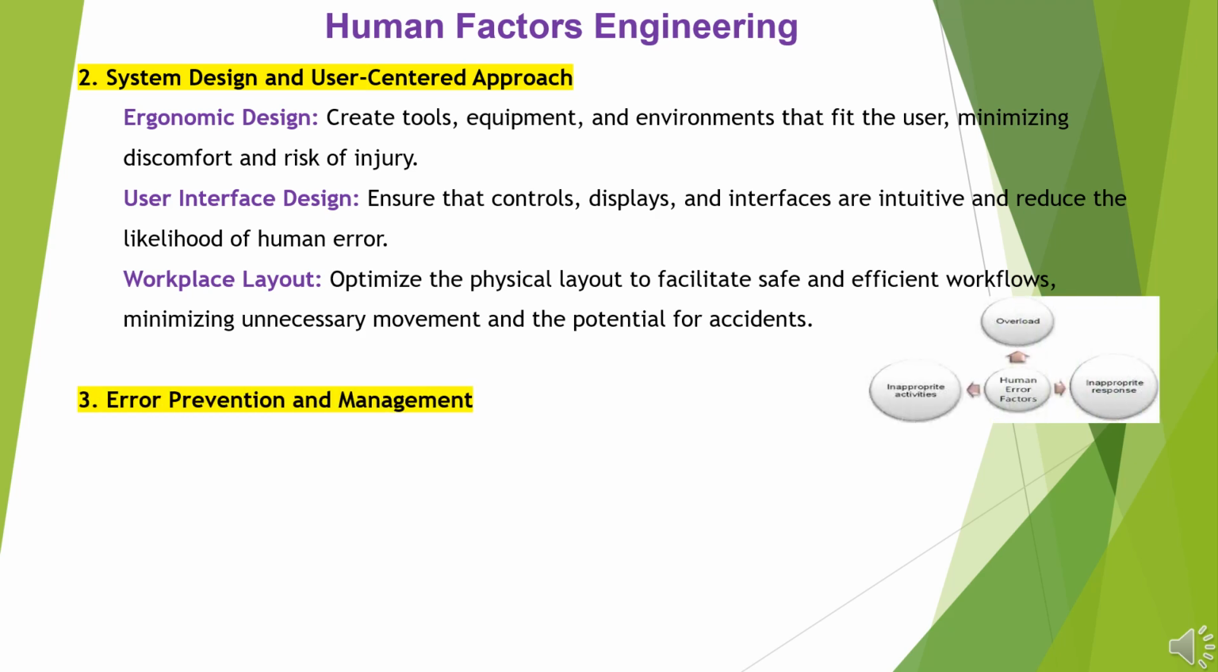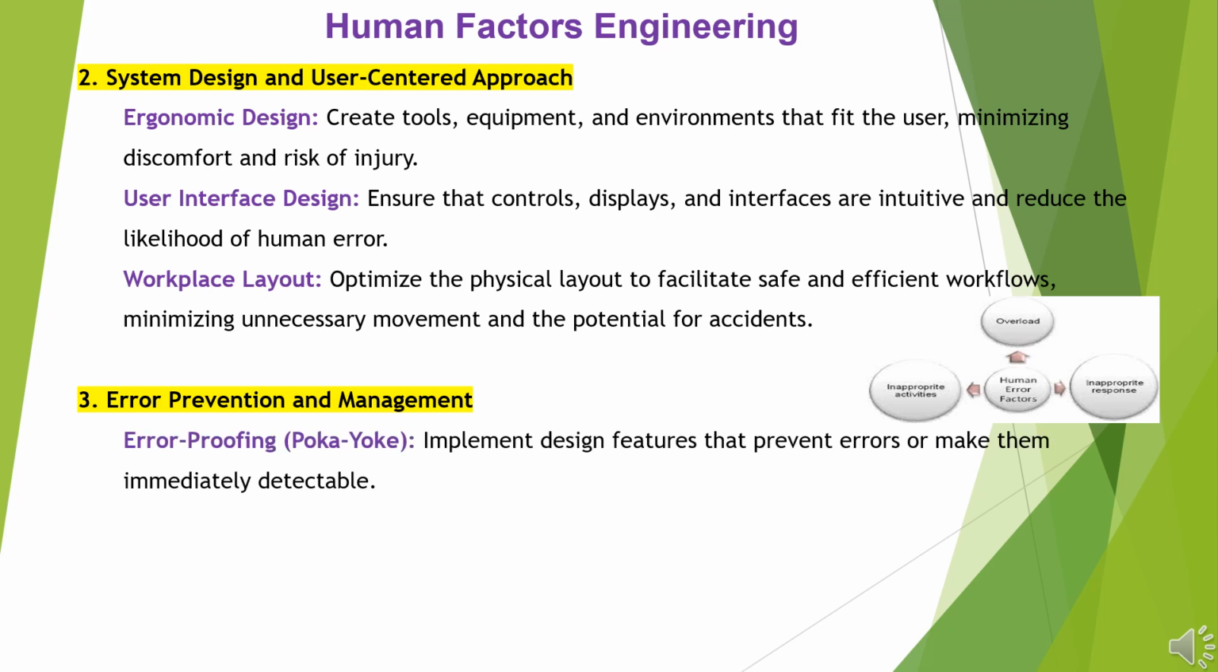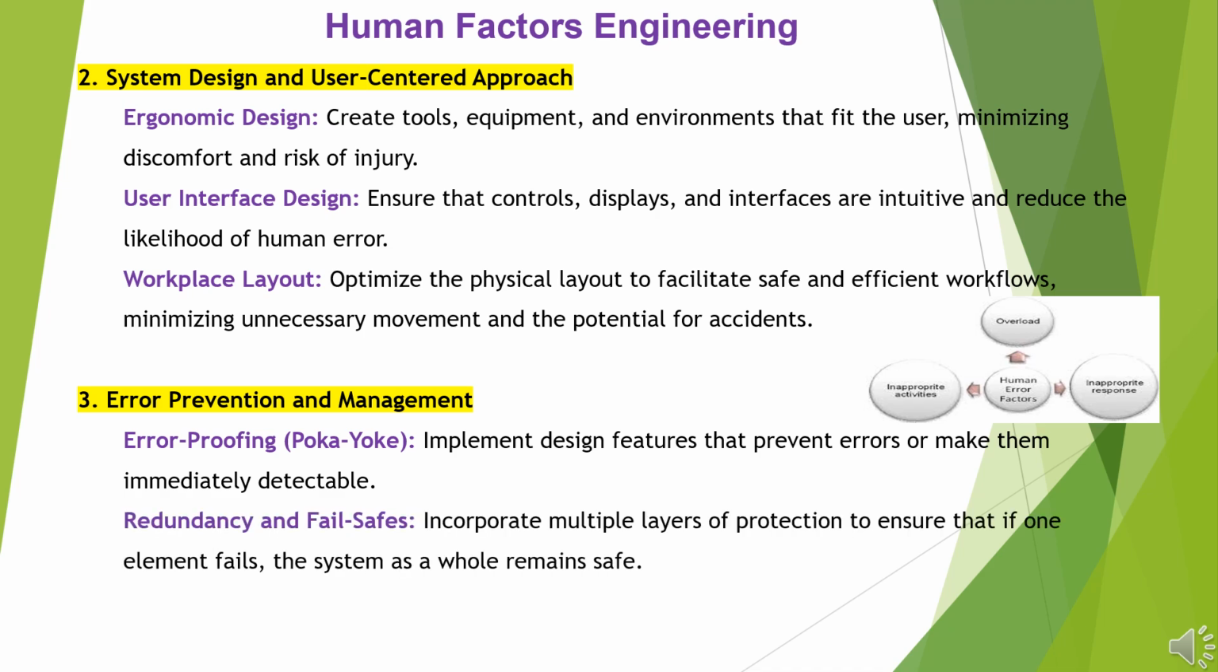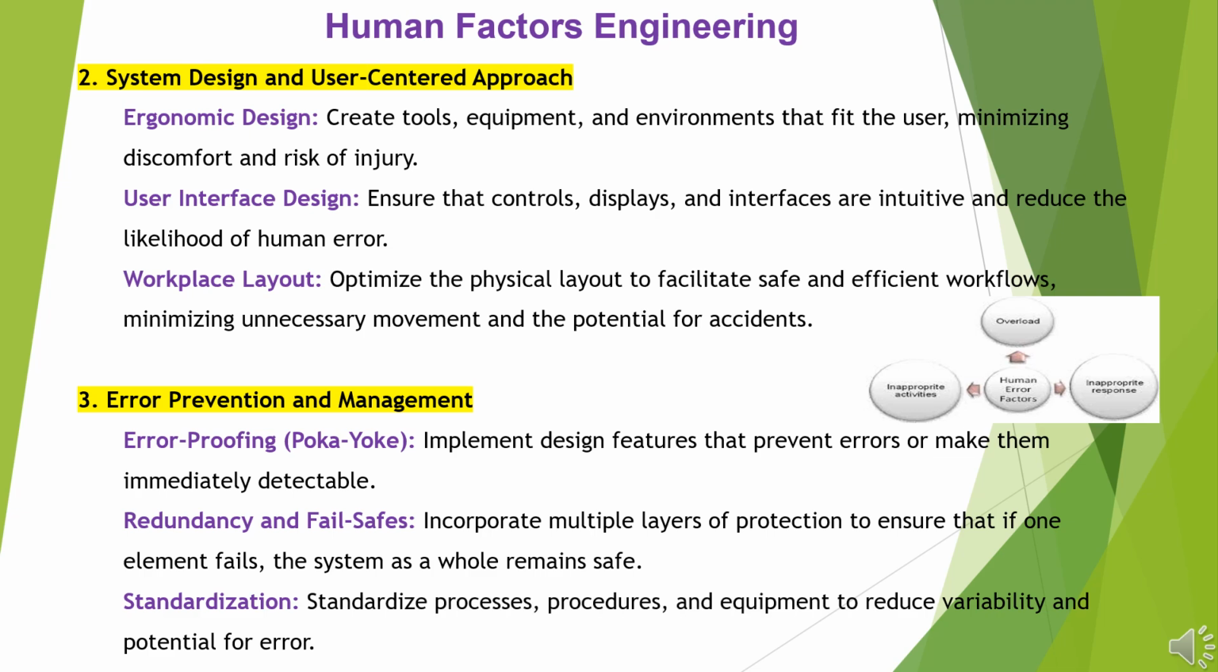3. Error prevention and management. Error proofing. Implement design features that prevent errors or make them immediately detectable. Redundancy and fail-safes. Incorporate multiple layers of protection to ensure that if one element fails, the system as a whole remains safe. Standardization. Standardize processes, procedures, and equipment to reduce variability and potential for error.